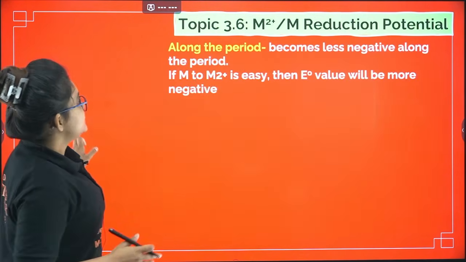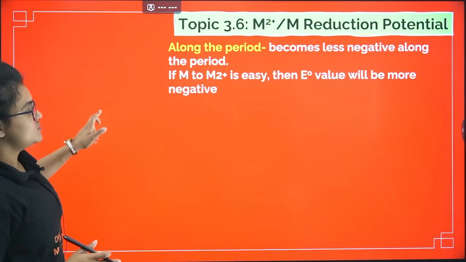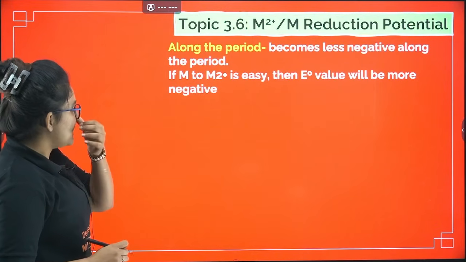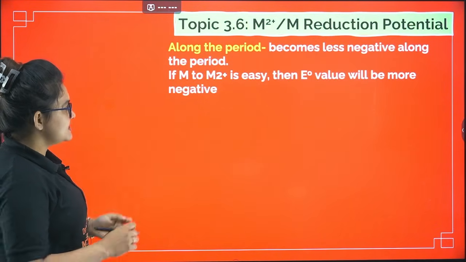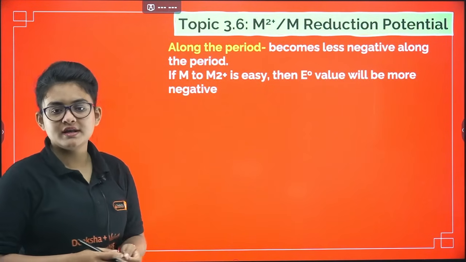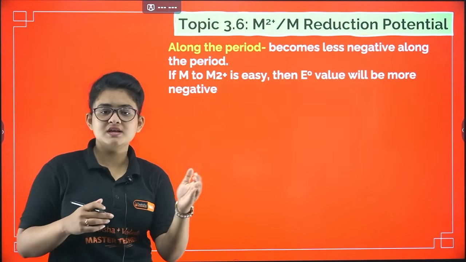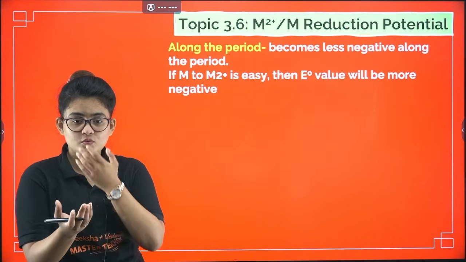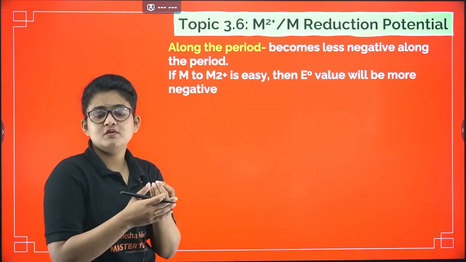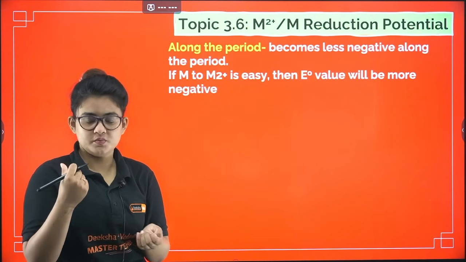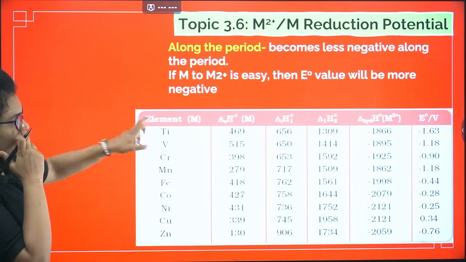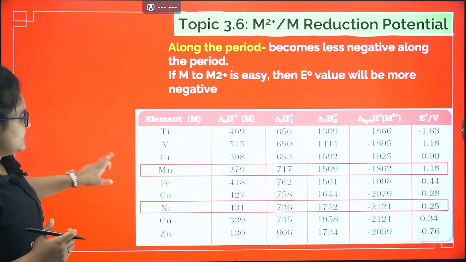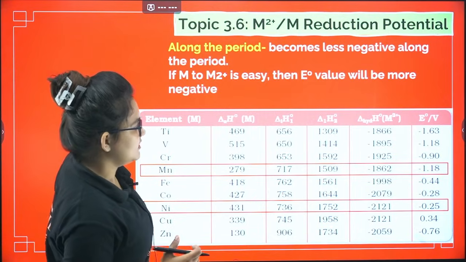Okay, let's proceed. Along the period, the M2+ to M reduction potential becomes less negative. If M to M2+ is easy, then the E0 value will be more negative. We have to check the electronic configuration, then we can tell that if M to M2+ becomes easy, like for zinc, Zn2+ is very easy, right? Then the E0 value will come towards the negative zone. Next, here comes the values. The values are given just for reference. Let's proceed. Here you can see manganese and nickel also pointed out.